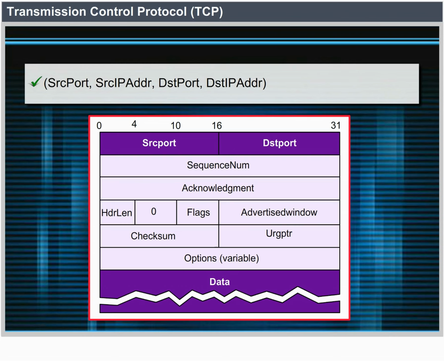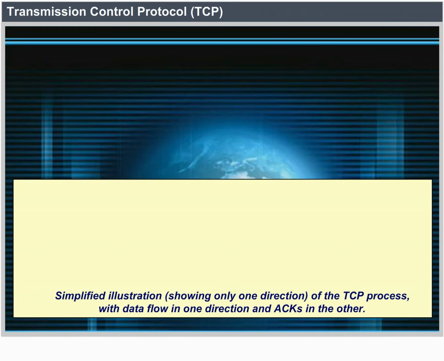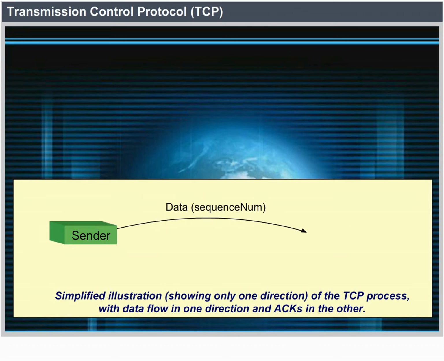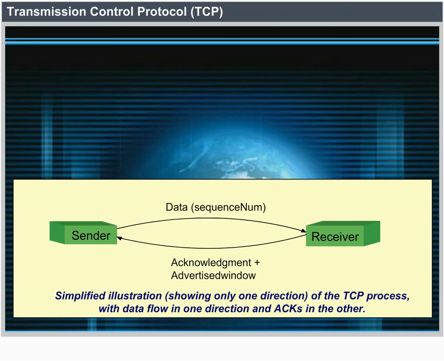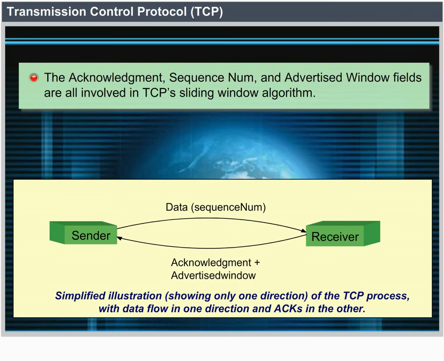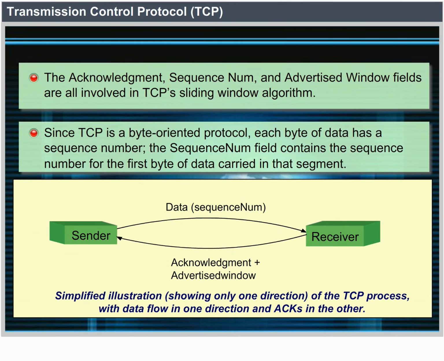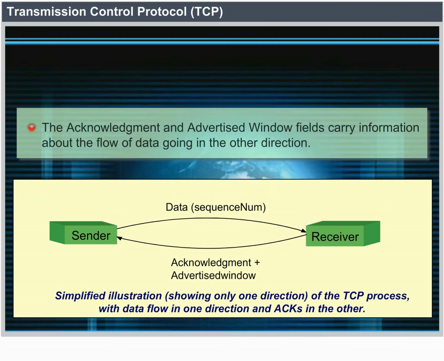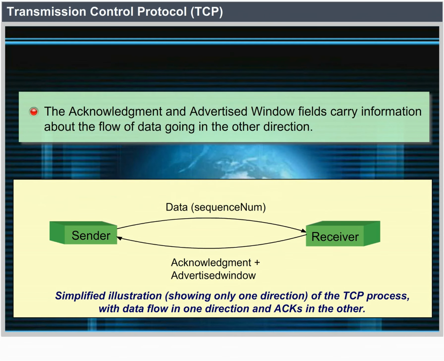Simplified illustration showing only one direction of the TCP process, with data flowing in one direction and ACKs in the other. The acknowledgement, sequence number, and advertised window fields are all involved in the TCP sliding window algorithm. Since TCP is a byte-oriented protocol, each byte of data has a sequence number. The sequence num field contains the sequence number for the first byte of data carried in that segment. The acknowledgement and advertised window fields carry information about the flow of data going in the other direction.